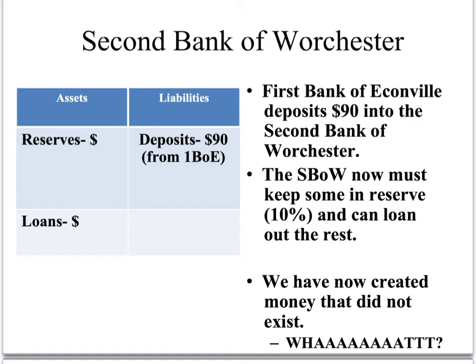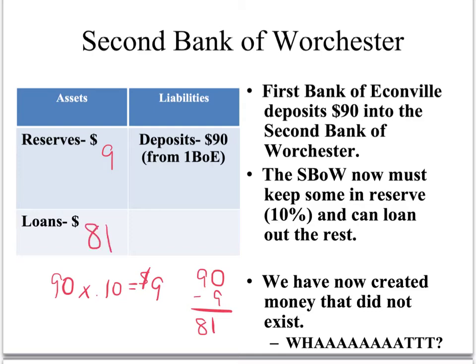So, if we have the $90 deposit in the Bank of Worcester, they owe that money to the First Bank of Econville. Multiply it times 0.10, the reserve ratio. We get $9 they must keep in reserves. The rest of that money, 90 minus 9, $81, they can loan out. And again, they can loan out up to $81, but they don't have to loan it all out. But usually when we talk in economics, we're going to say that they loan out all of it.